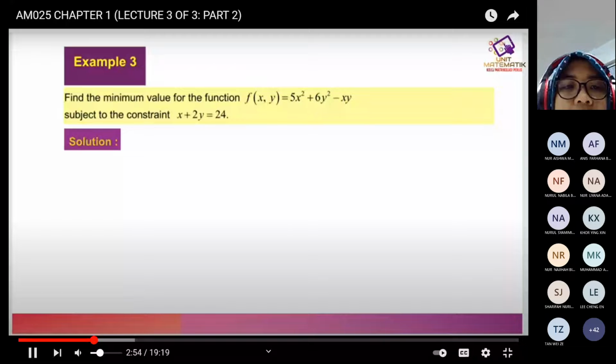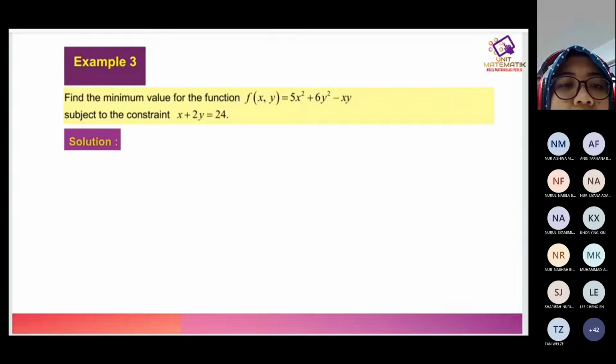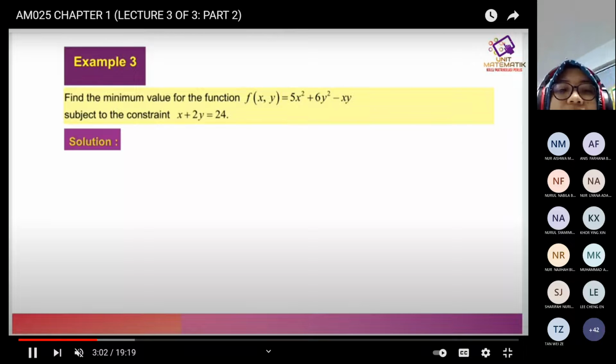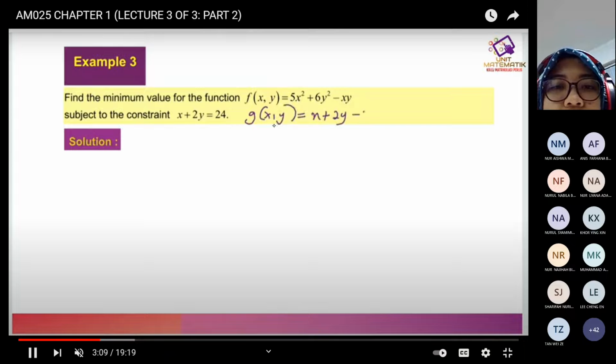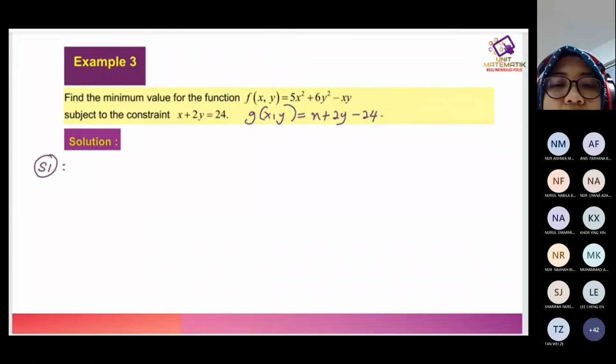Plus 6y squared minus xy. Okey, ni contoh soalan. Di mana contoh soalan ni dia bagi tahu dah. Dia straightforward. Constraint ialah x plus 2y equals to 24. Dia bagi tahu constraint. So ni ialah g(x,y). Bila kita tulis g(x,y), kita tulis macam ni: x plus 2y minus 24. Maksudnya kita letak 24 di sebelah sana. So ni g(x,y) lah.